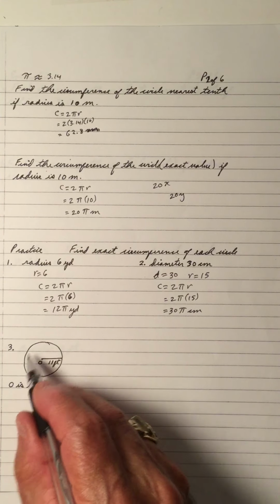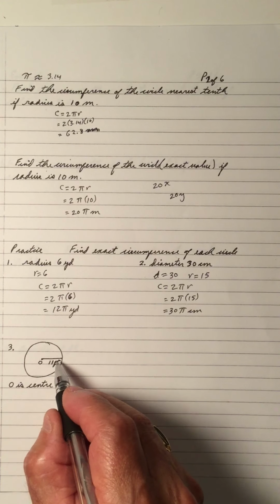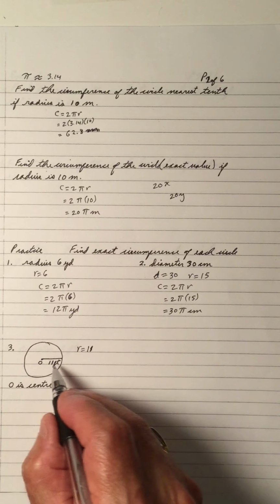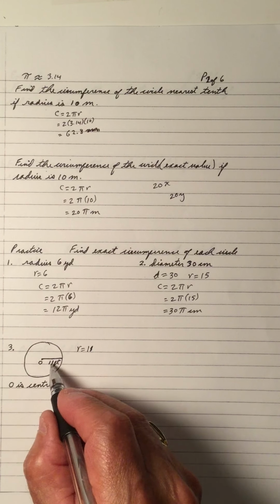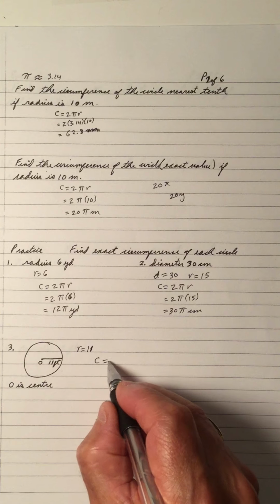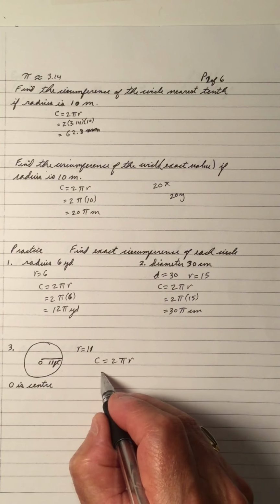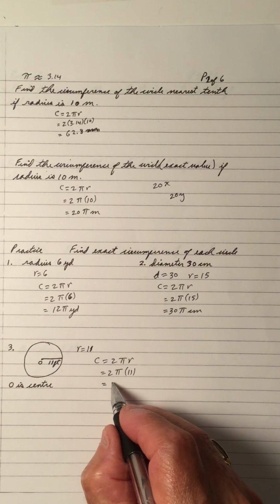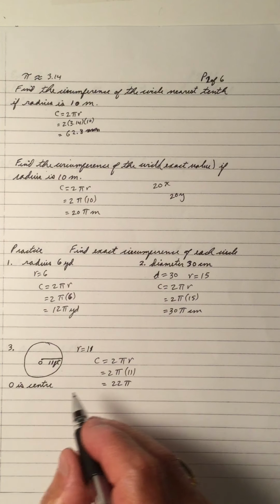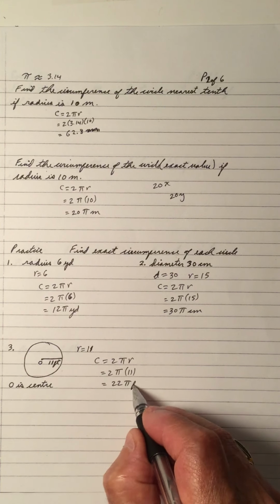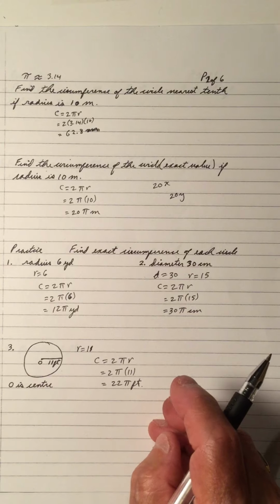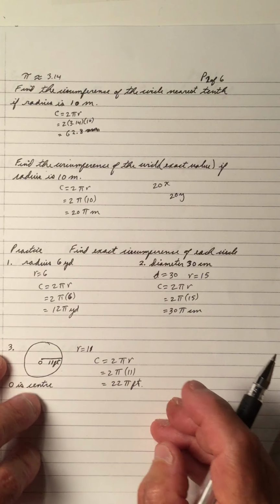Number 3, we have a circle, center is O. Notice that the radius is 11. The radius is the distance from the center to a point on the circumference, 11. So C equals 2 pi r. Pi, radius is 11. 2 times 11 is 22 pi. And your units here is feet. So it's 22 pi feet. That's finding the exact value, not doing an approximation. Let's continue.